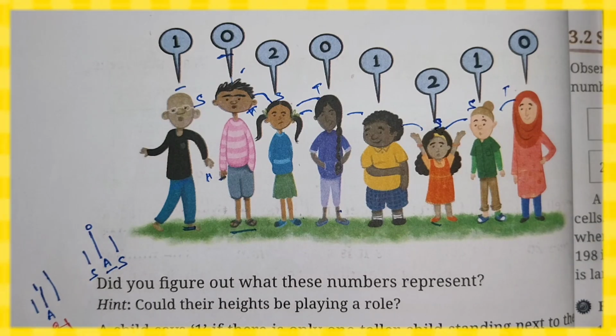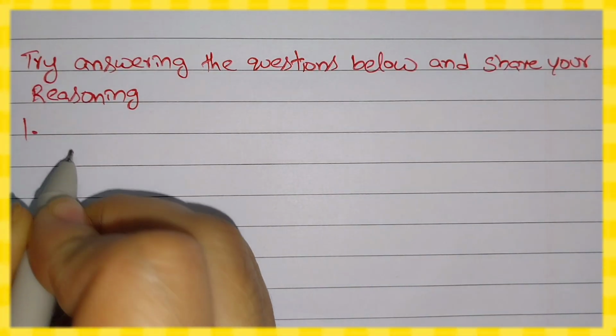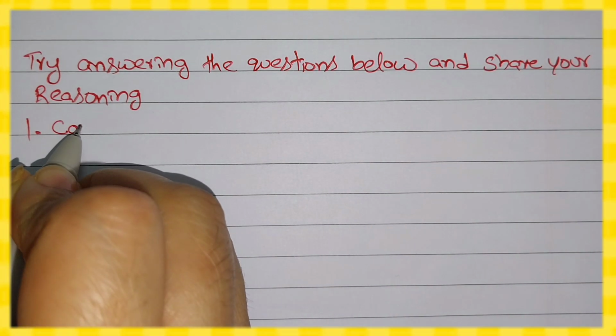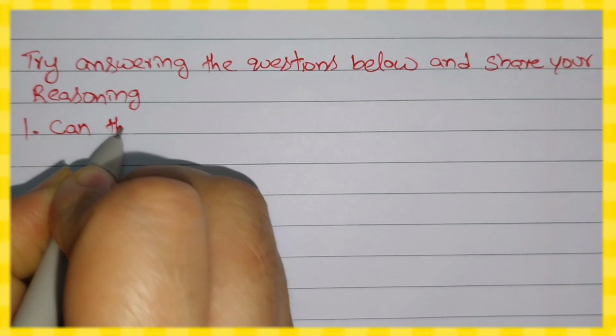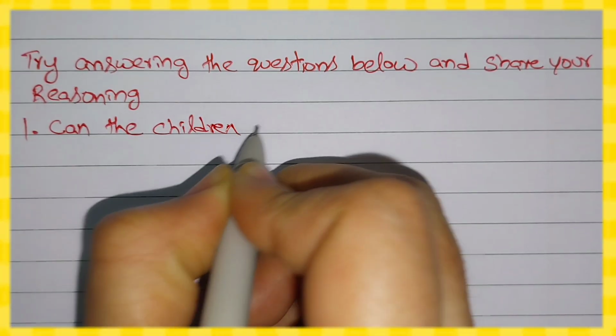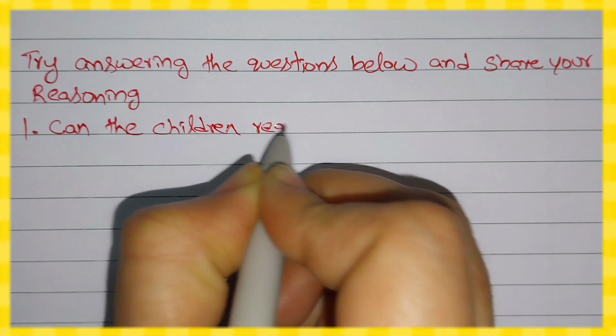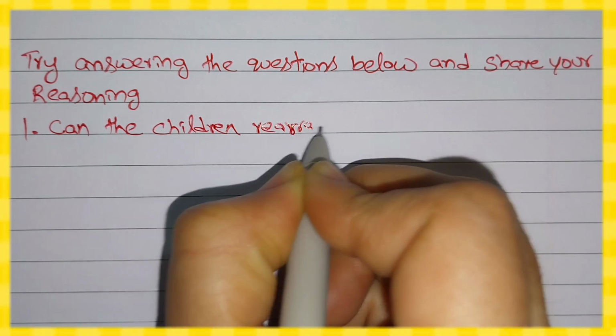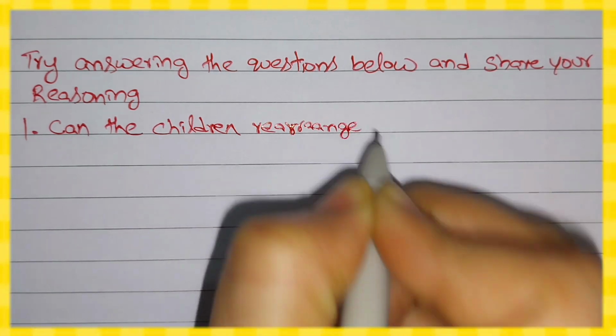Now we are going to solve some questions based on this figure. Try answering the questions below and share your reasoning. The first question is, can the children rearrange themselves in such a way that the children standing at the ends say 2?